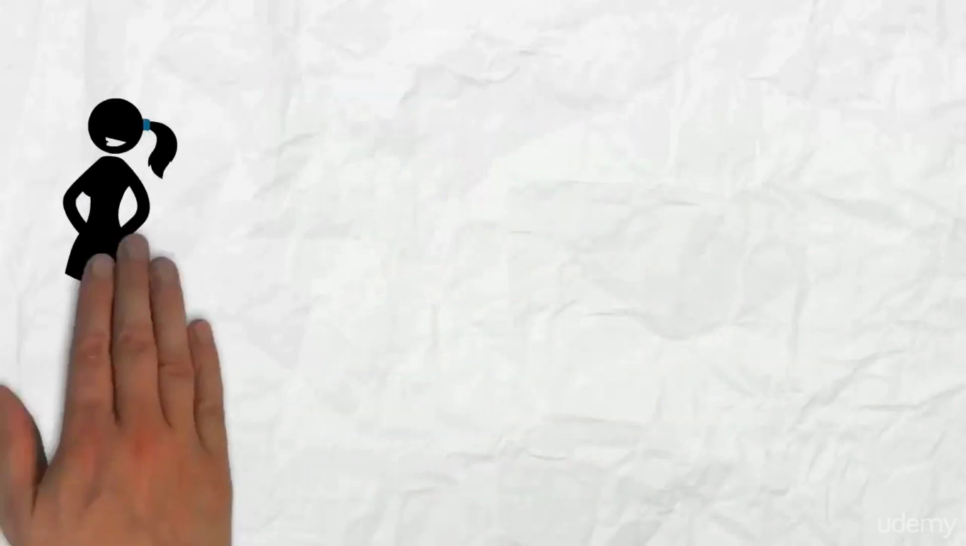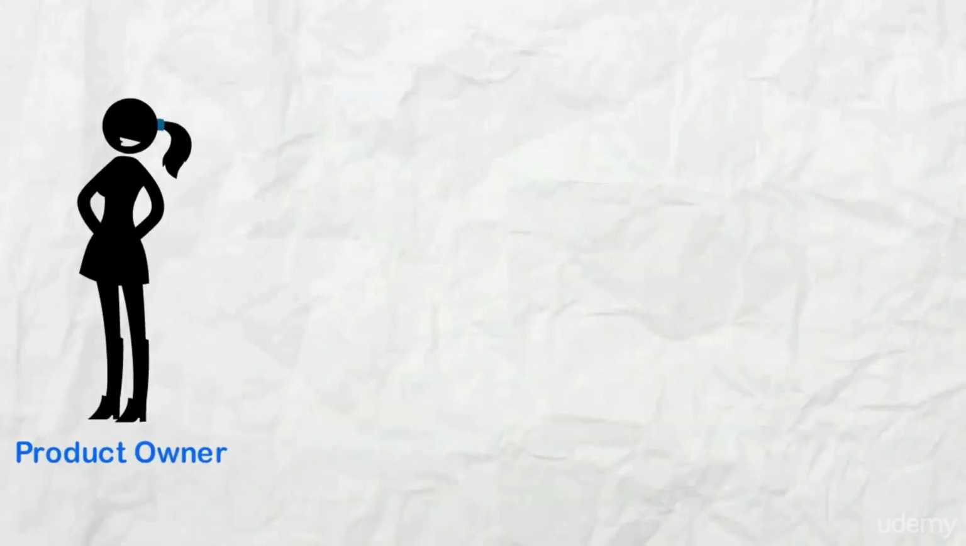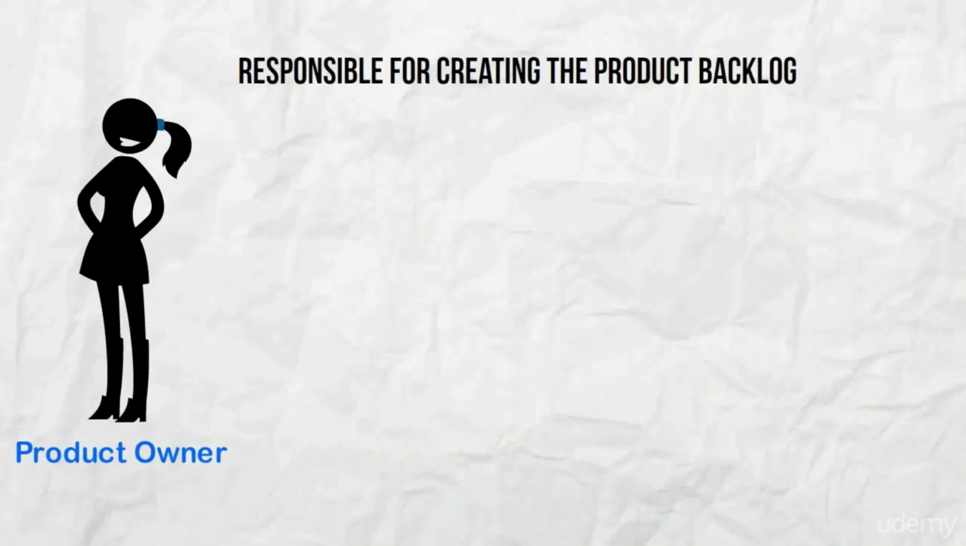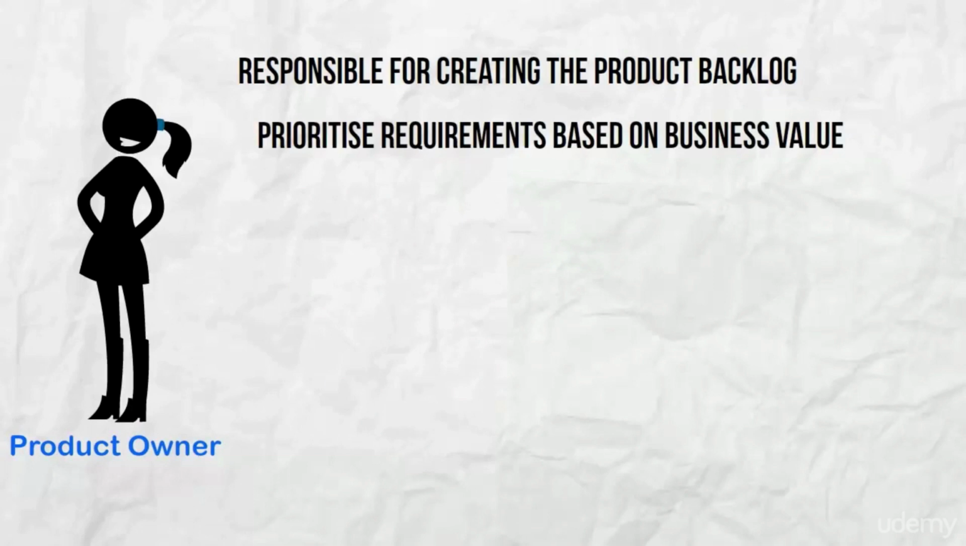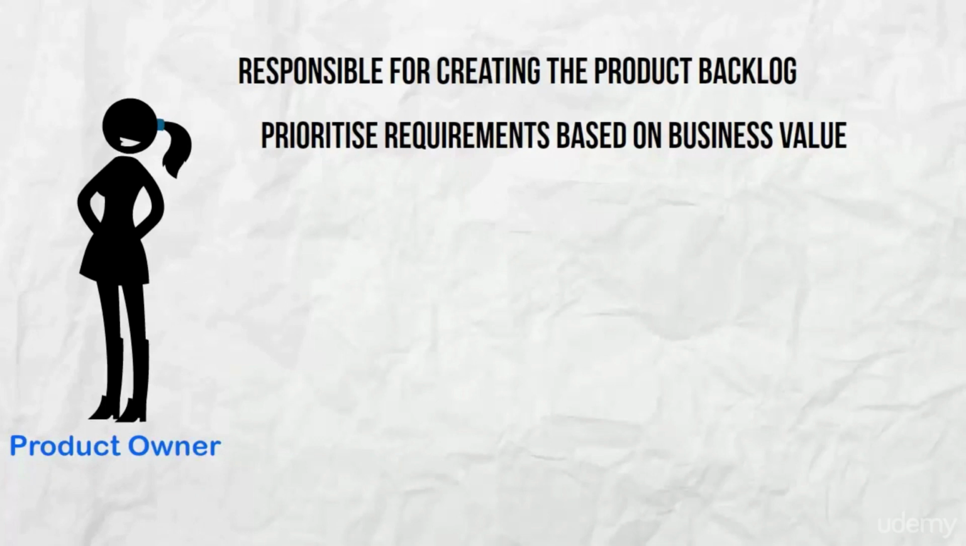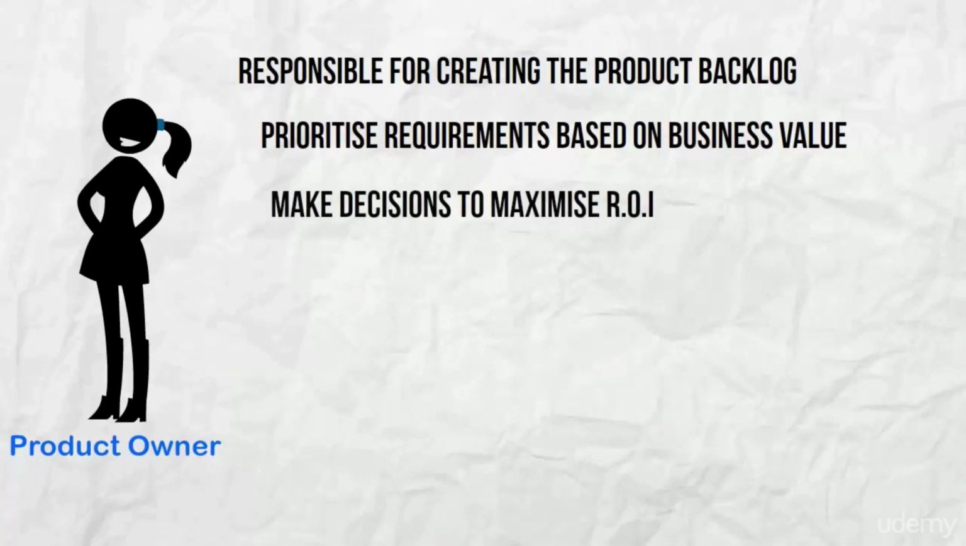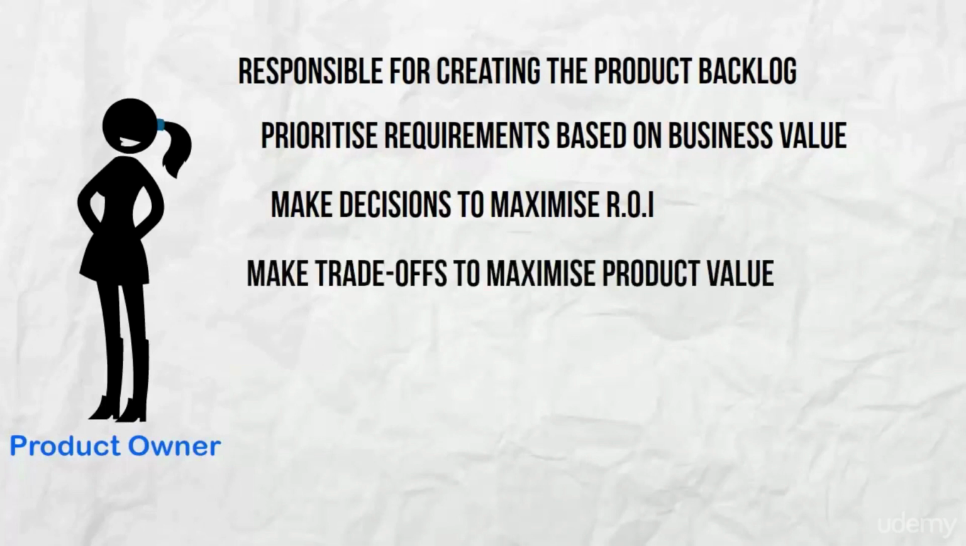The Product Owner. The product owner is responsible for creating requirements on behalf of the business. He prioritizes based on business needs and is responsible for managing the product backlog, which is the list of all the features that the business requires in the finished product. The product owner is responsible for making decisions that maximize return on investment and for making priority calls or trade-offs to maximize the product's value.